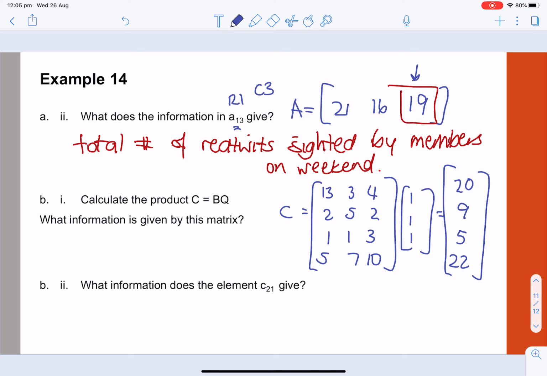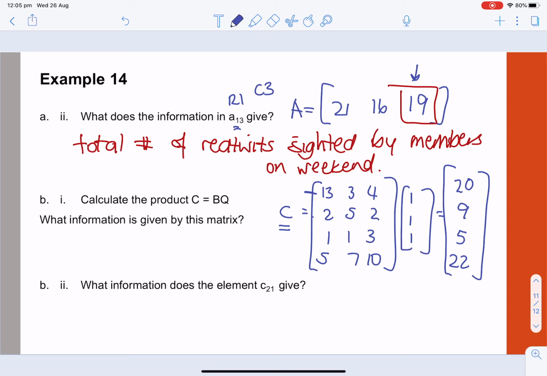What information is given by this matrix? So C, which is what we've just found, C gives us the total number of birds sighted by each bird watcher. So because we've added up the rows, remembering this top one here was Harry, then Esther, then Anelia, and then Gordon. So that very top row, that number 20, would be how many birds that Harry sighted across the weekend.